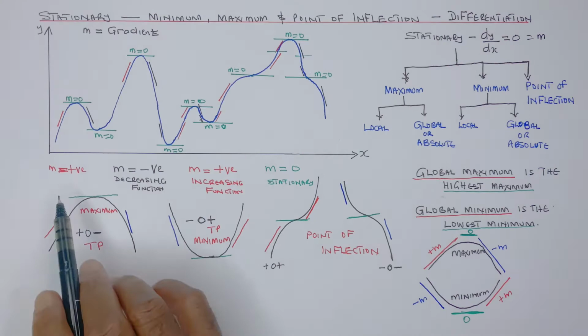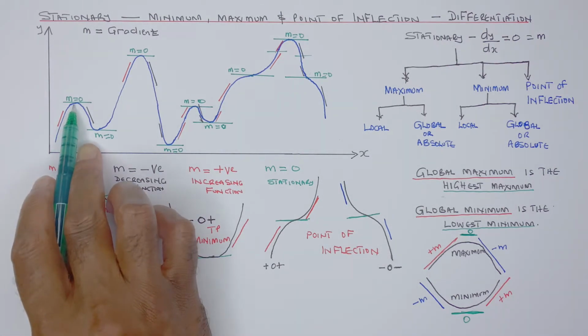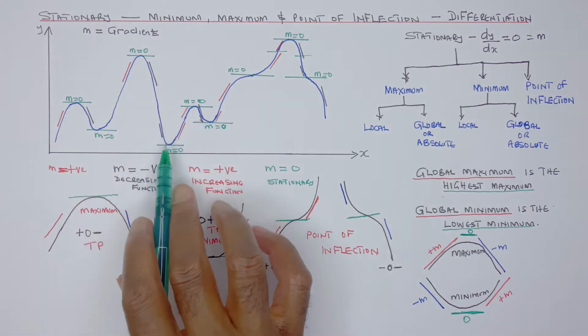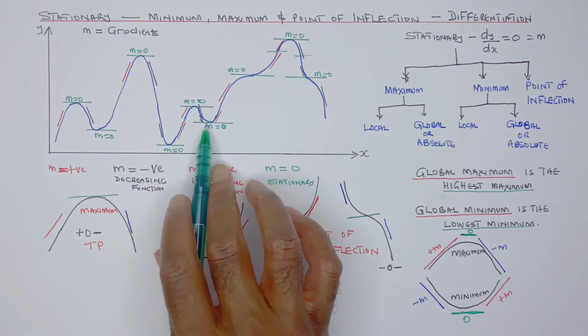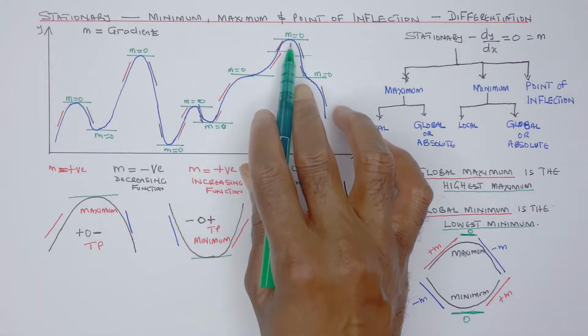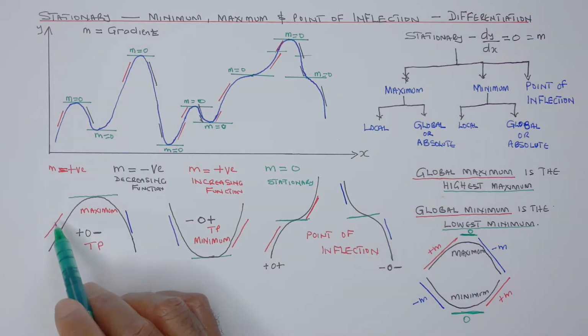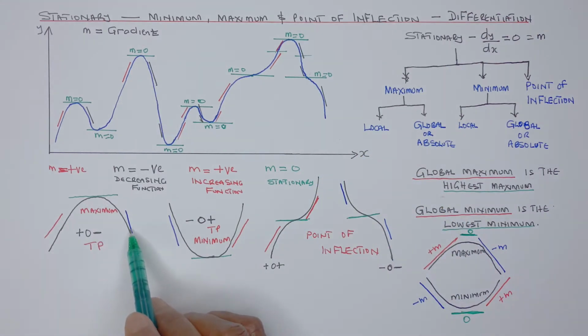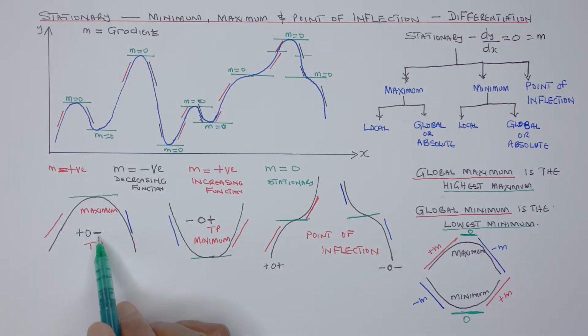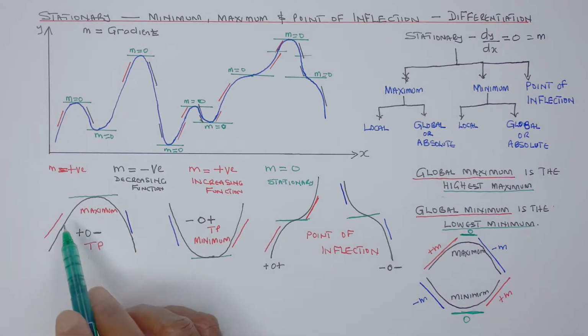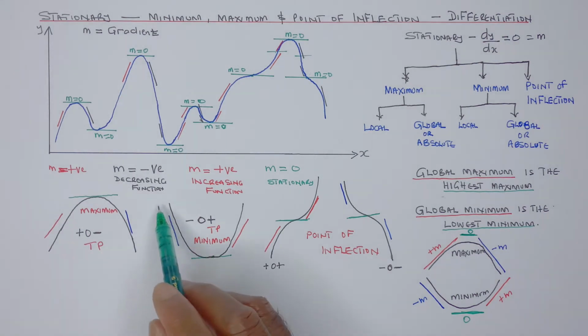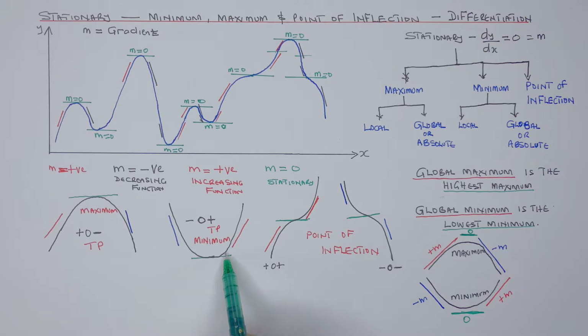You can see here a maximum, minimum, maximum, minimum, maximum, minimum, point of inflection, maximum, point of inflection. With a maximum, you go from positive to 0 to negative gradient. Positive, 0, negative. We also call that a turning point. So TP stands for turning point. For a minimum, we go from negative to 0 to positive gradient. Negative gradient, 0 gradient, and positive gradient.